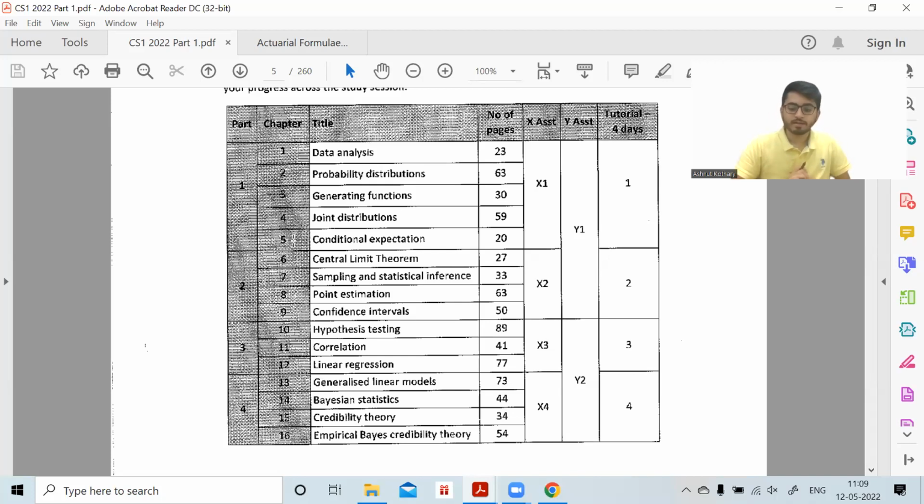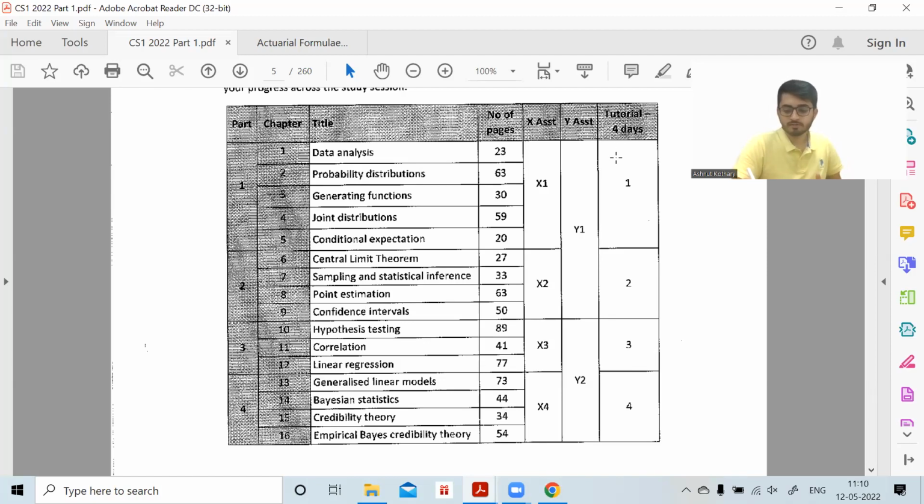So this was regarding the paper structure. Then we also have something called X assignments and Y assignments. X assignments are basically part-wise. You could treat them as mock examinations. So for example, X1 will be covering the questions from chapter 1 to chapter 5. Once you're done fully preparing for chapter 1 to chapter 5, you could attempt X1. Similarly, we have X2, X3 and X4. Y1 and Y2 are basically for the paper B part.